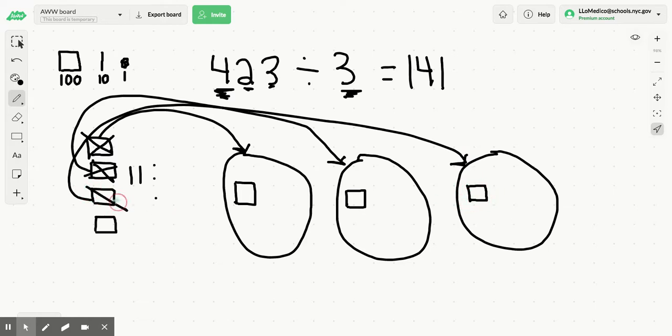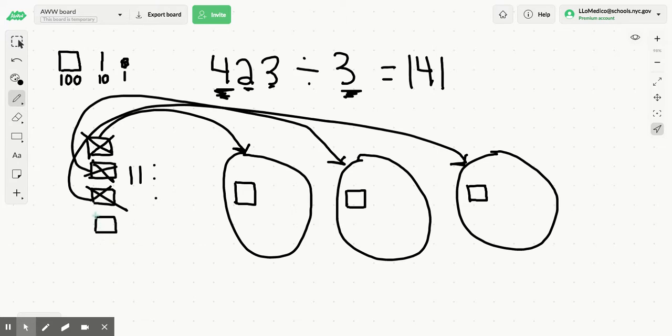And then I'm left with 100 that I can't put into any of these groups right now, because then it would make the groups unequal. And we want to make sure we're making equal groups when we're dividing the best we can. So what I'm going to do is trade in this 100 for 10 10s.